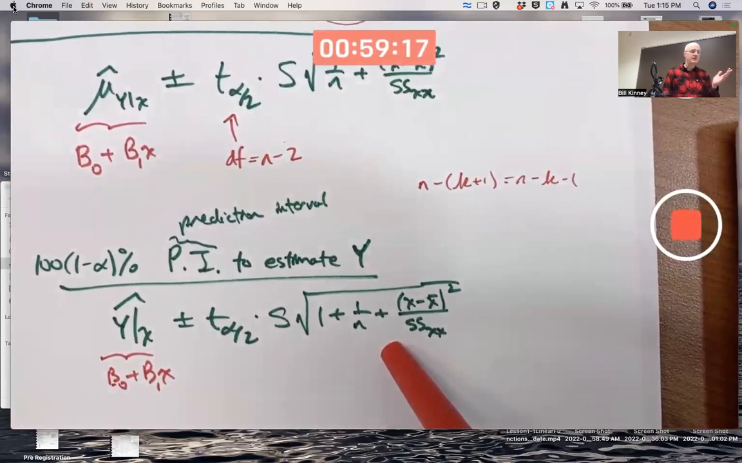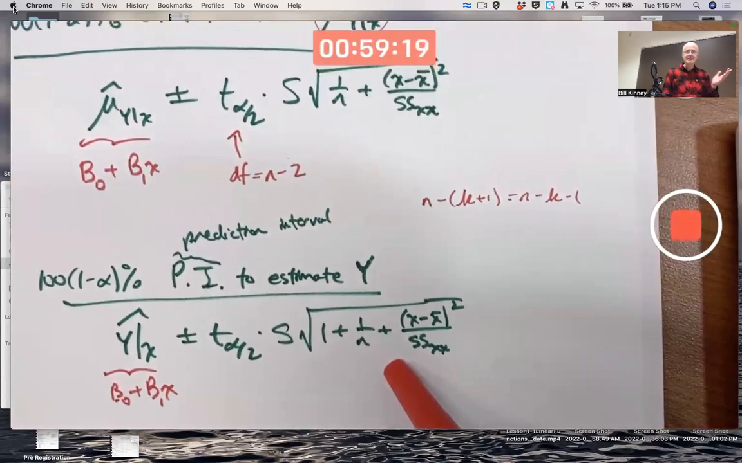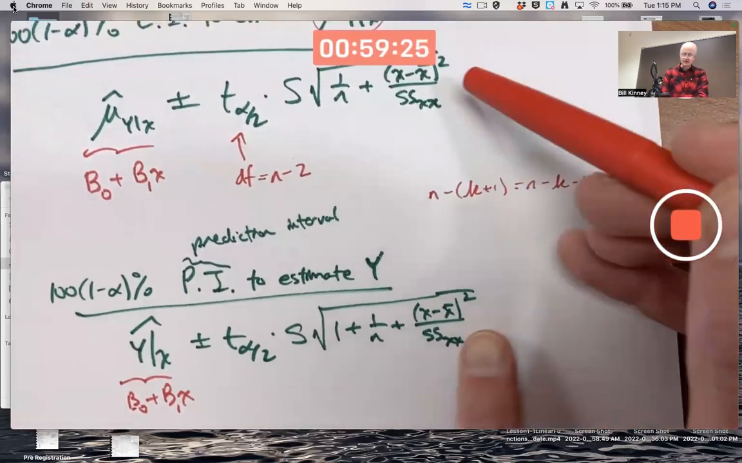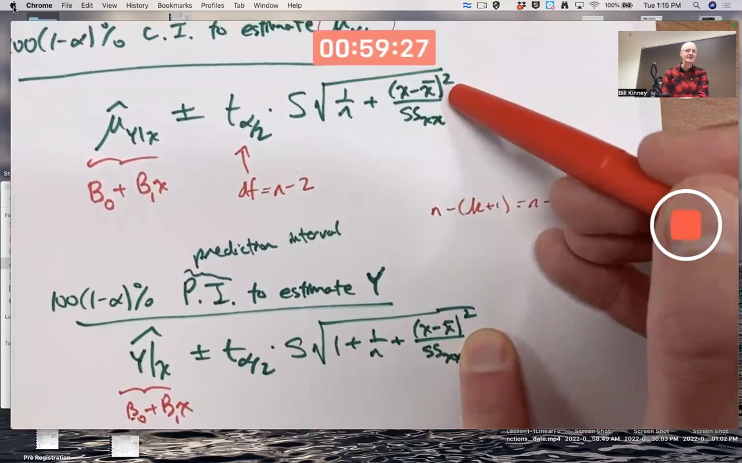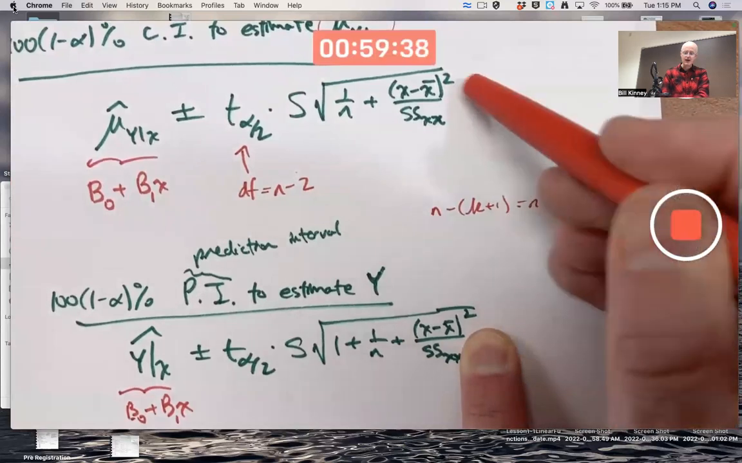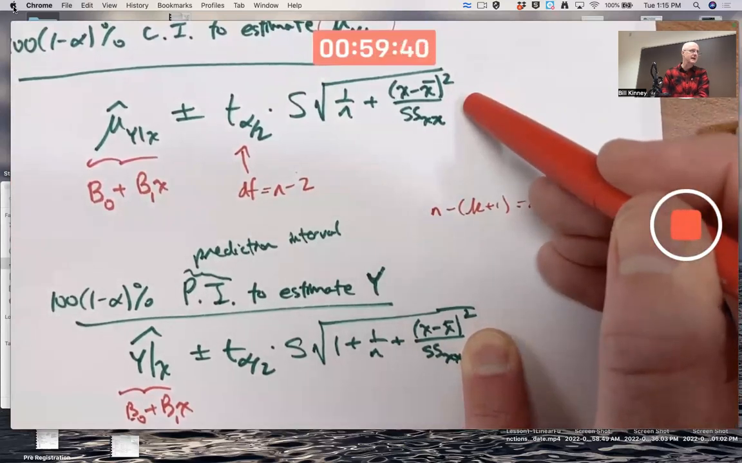But a weird thing that happens in both cases is that if x goes further away from x bar, these intervals get bigger, because in both cases, you've got these fractions that have a numerator equal to x minus x bar squared. So if the value of x you're thinking about using these for is far away from x bar, it's going to make you have big margins of error. On the other hand, these are as small as possible when x equals x bar.